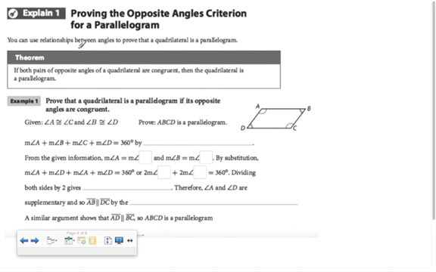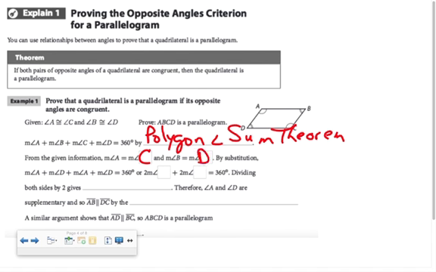So we know that the measure of angle A plus measure of angle B plus measure of angle C plus measure of angle D equals 360 by the polygon angle sum theorem. And from the given, if angle A is congruent to angle C, then the measure of angle A equals the measure of angle C. Similarly, the measure of angle B will equal the measure of angle D. So by substitution, I have the equation that you see here. I can combine my like terms and get that 2 times the measure of angle A plus 2 times the measure of angle D equals 360.